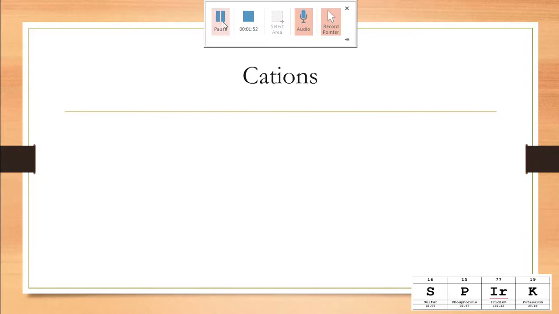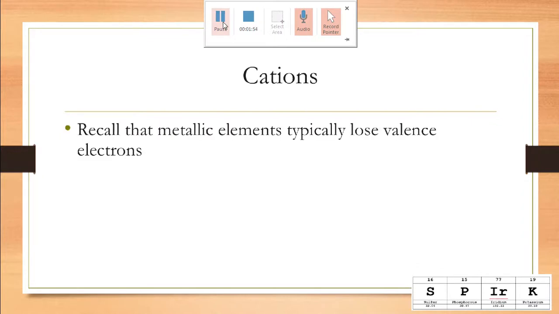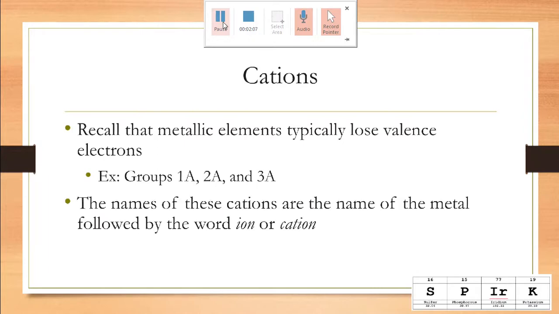Next thing we need to talk about is cations. Let's recall that metallic elements typically lose valence electrons. For example, groups 1A, 2A, and 3A are our metallic elements that are going to lose valence electrons to have a positive charge. The names of these cations are the name of the metal followed by the word ion. So for example, Na+ would be sodium ion, Ca2+ would be our calcium cation or ion, and Al3+ would be aluminum ion or aluminum cation.